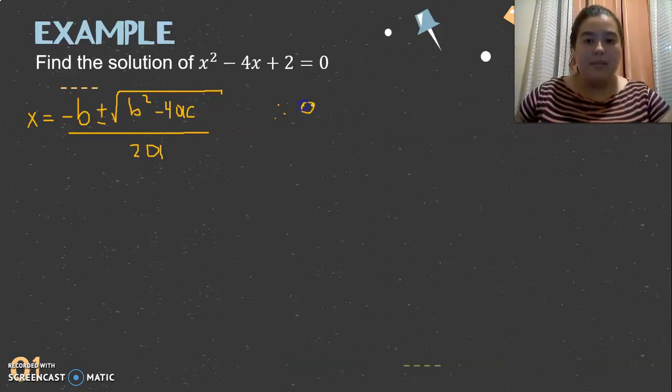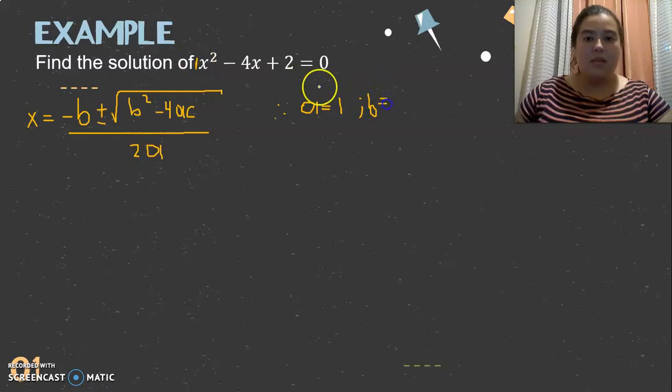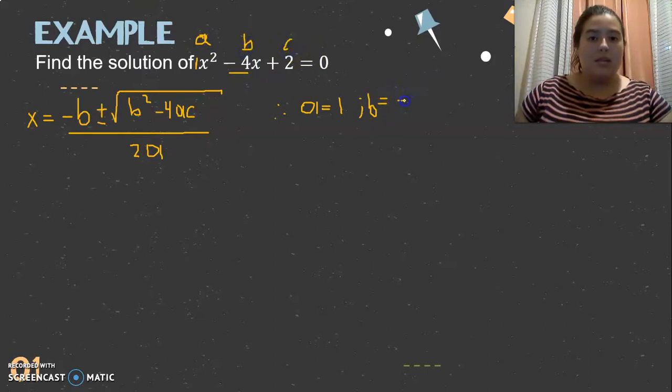So what we have to do, we have to look for our values for a, b, and c. A equals 1, okay. This is a, this is b, and this is c. So b equals negative 4, and c equals 2, okay?